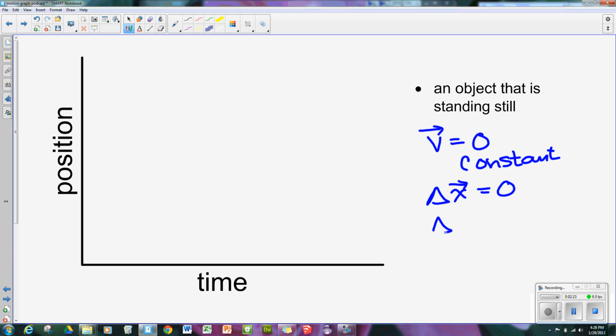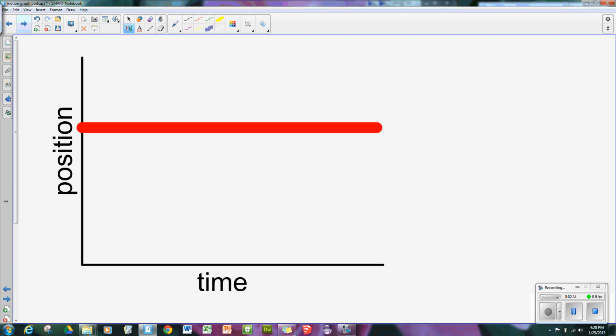And your change in velocity is 0 and constant, so is also going to be 0, which means that your acceleration is equal to 0. So a graph would be a horizontal line at the location that describes your position.